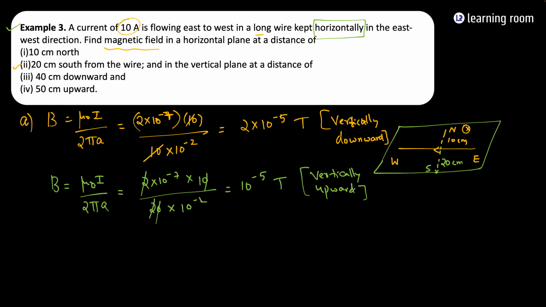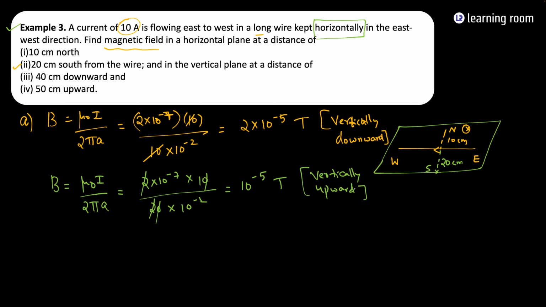if I keep this to be the pen, let me take this wire. If I keep it like this, this is east, west, north, south. So what is the question saying? 40 centimeter downward means with respect to this table, 40 centimeter downward, and 50 centimeter upward means it is here. So at 40 centimeter downward, observe what is going to happen. The current direction is fixed. It is flowing from east to west. So your finger is fixed like this.